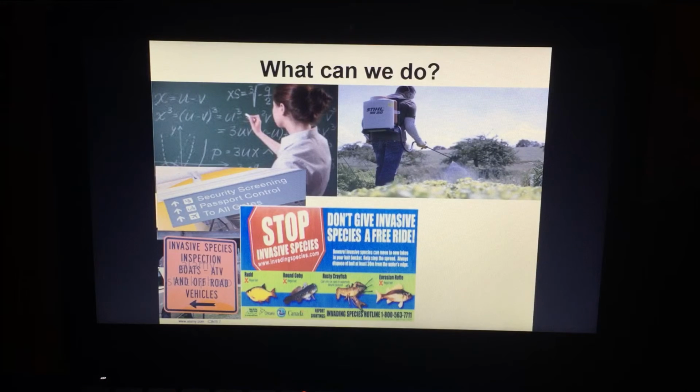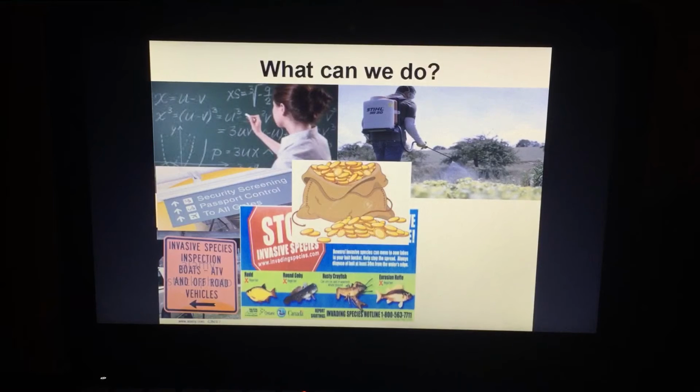We can also manage the spread by getting together and creating government agencies against the spread, empowering civilians in their communities to take action. Annually, the United States uses about $120 billion to manage our invasive species, and all the countries of the world combined amount to about $1.4 trillion annually. So it is definitely a problem.